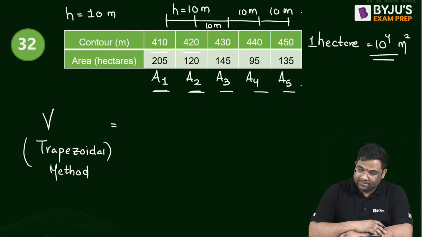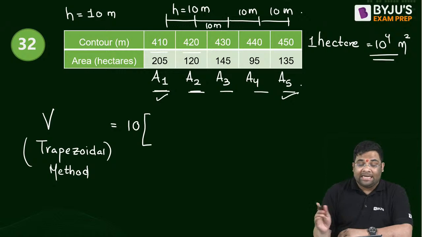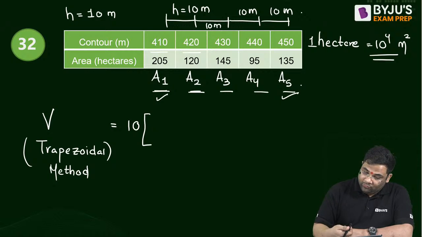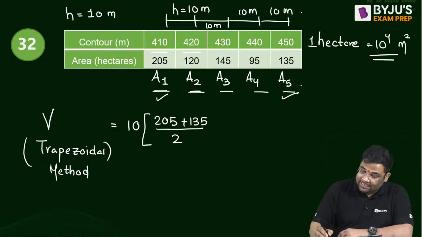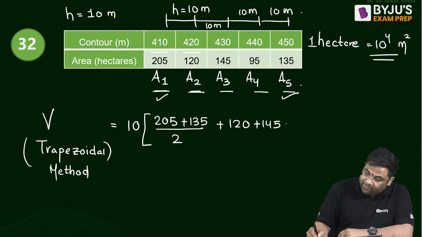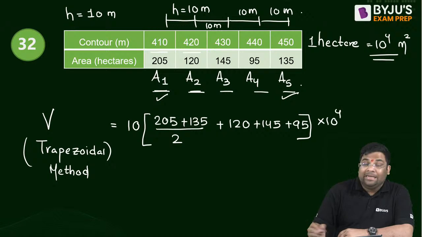Now H is 10, so that is fine. Now you see, first and last: 205 plus 135 divided by 2. Then add the rest, 120, 145 and 95. Since they are in hectare, I'll convert into 10 to the power 4 meter square.